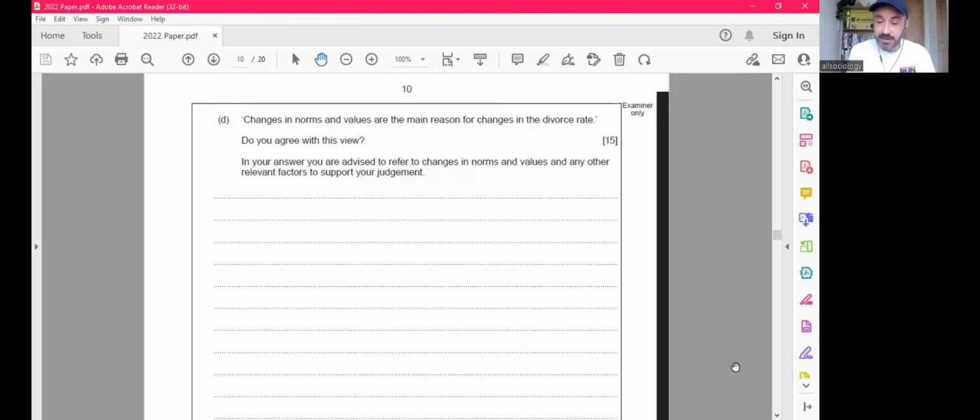So my 3 paragraphs, and this doesn't have to be, but if you want to get 15 out of 15, it's going to need to be a small intro. It's going to need to be 3 paragraphs. One of those paragraphs needs to refer to the thing in the question, so changes in norms and values. And then my other 2 paragraphs, one is going to be on the changing position of women, and my other paragraph is going to be on changes in policies and laws as being the cause of the divorce reform, the cause of the rise in divorce rate.